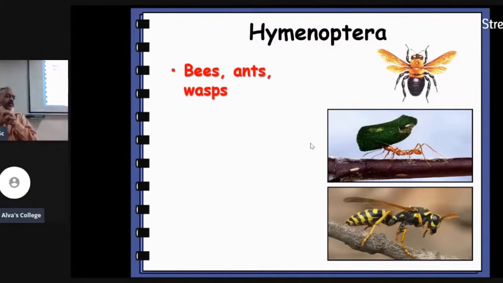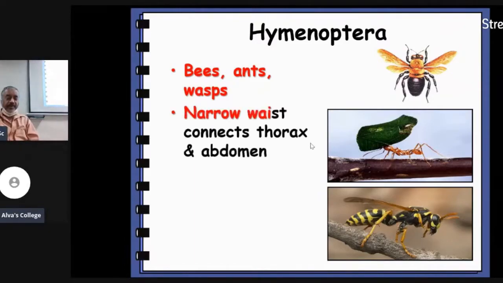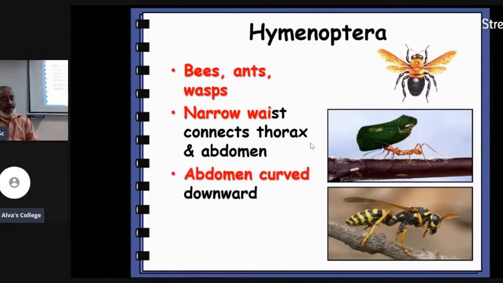Then we have wasps. I'm sure you must have seen these wasps too, which are quite ferocious. All these three categories of insects, the honeybees, the ants, and the wasps, have a very waist-like structure at the beginning of the abdomen. The first base of the abdomen has this grown-up structure. That's called a waist, and this is how we can identify the groups under the order Hymenoptera.